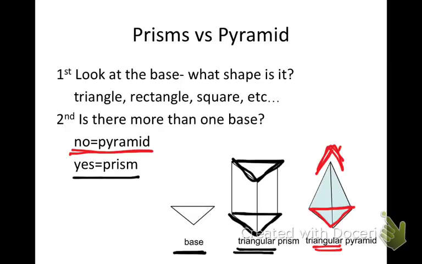So again, if I have more than one base, I have a prism. If I only have one base, I have a pyramid. You know, like the pyramids in Egypt. So go ahead and write all those down. When you're ready to move on, go ahead and move on.